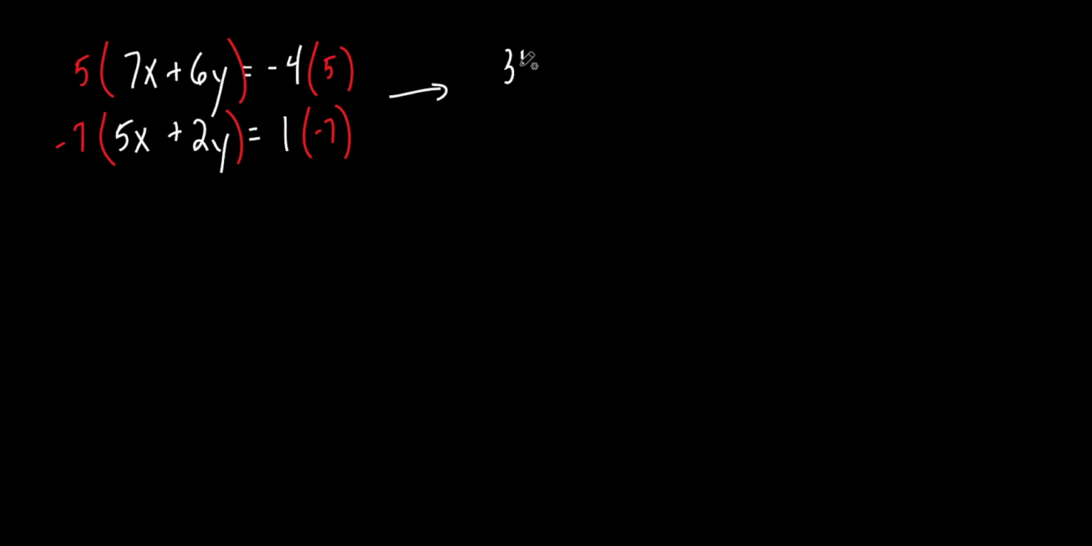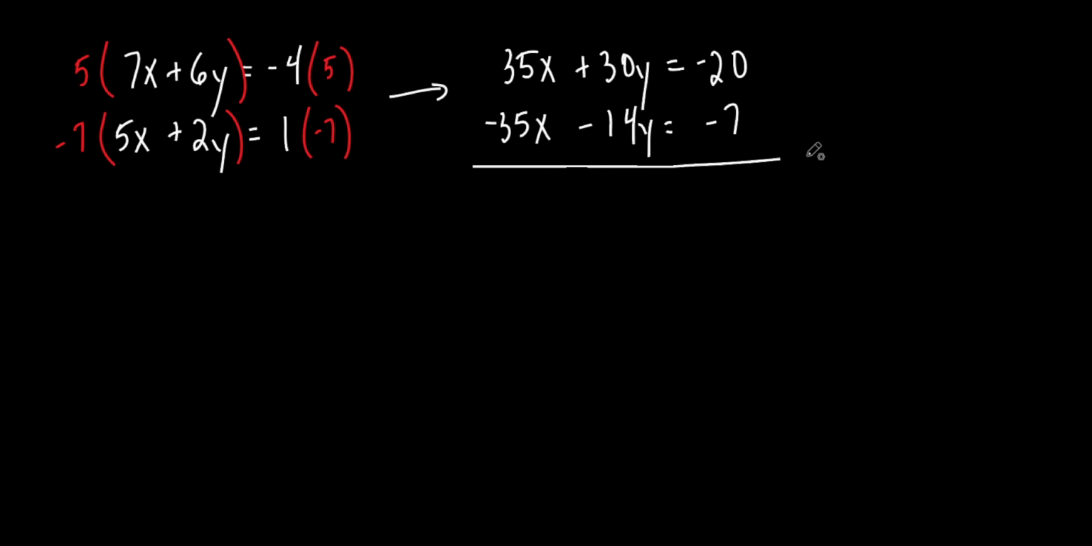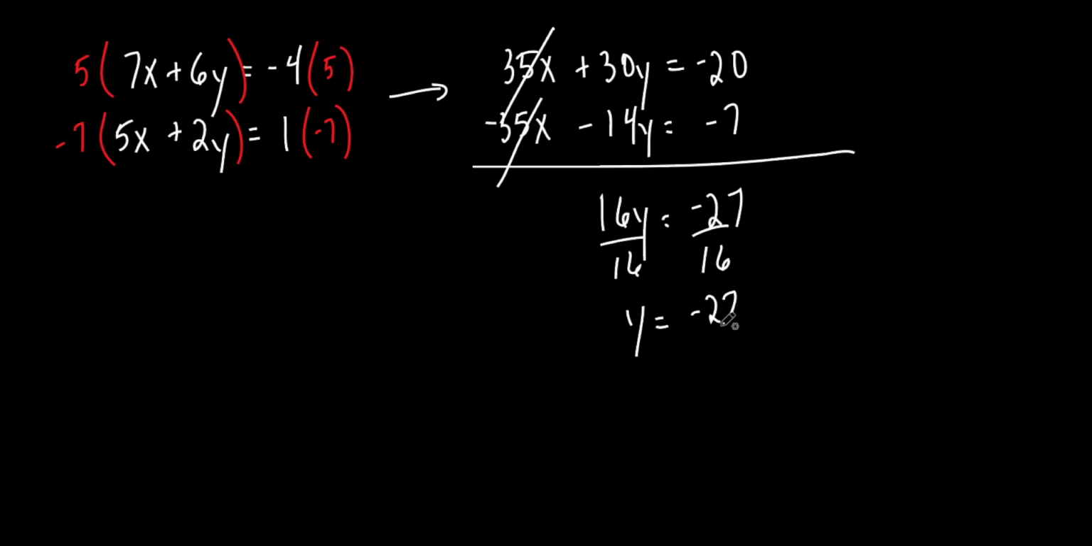So what do we get over here? 35x plus 30y, distributing that 5, equals negative 20. Let's multiply this through. That's negative 35x minus 14y equals negative 7. Now, I'm ready to do the elimination. That will cancel out or eliminate. And now, again, I'm adding everything together. So it's 30 plus negative, or just 30 minus 14. What's that, 16y? And that is negative 27. Divide everything by 16. And then y is negative 27 over 16.